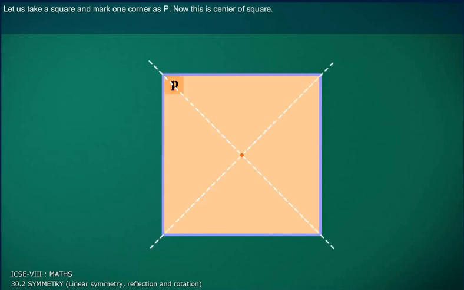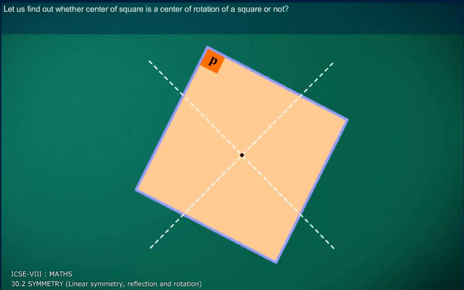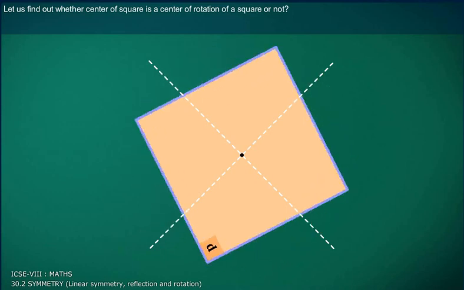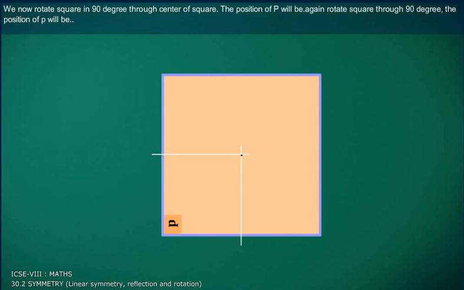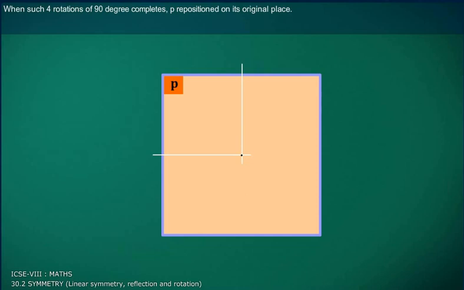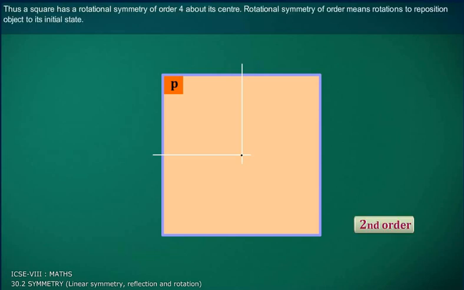Now this is the center of the square. Let us find out whether the center of the square is a center of rotation of the square or not. We now rotate the square by 90 degrees through the center of the square. The position of P will change. Again rotate the square through 90 degrees. When such 4 rotations of 90 degrees complete, point P is repositioned at its original place. Thus, a square has rotational symmetry of order 4 about its center.